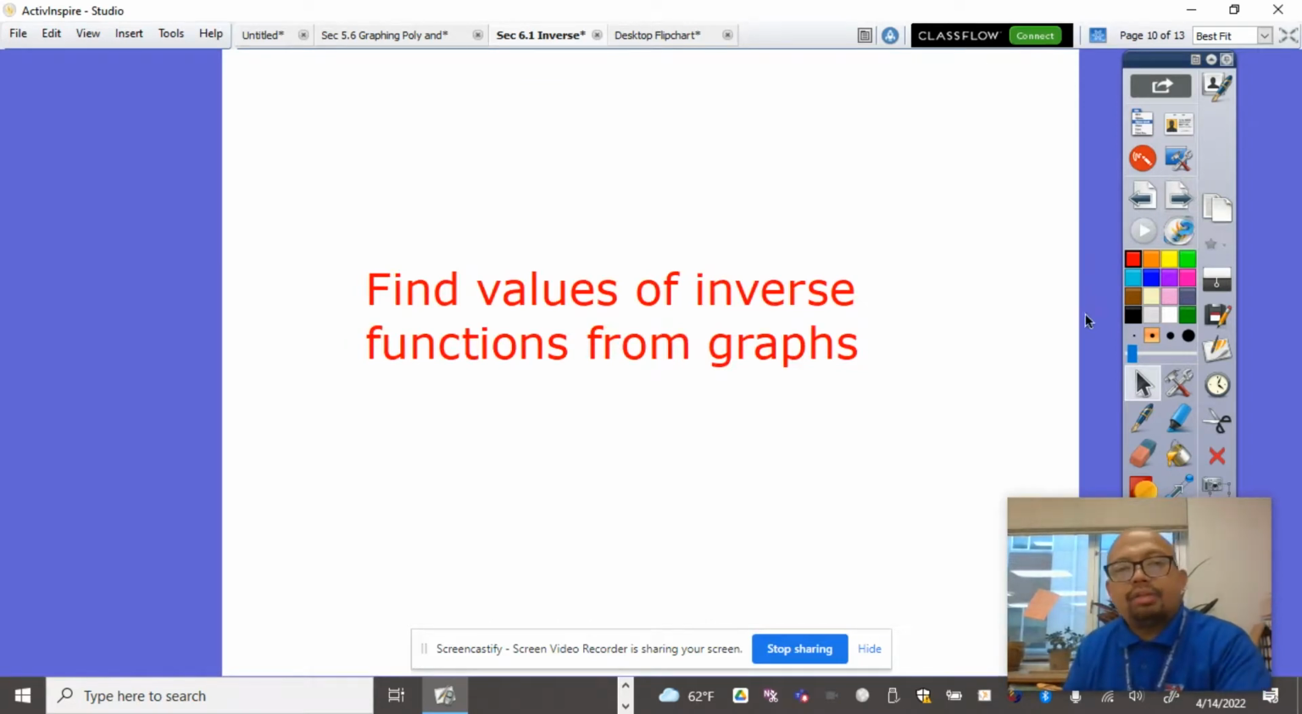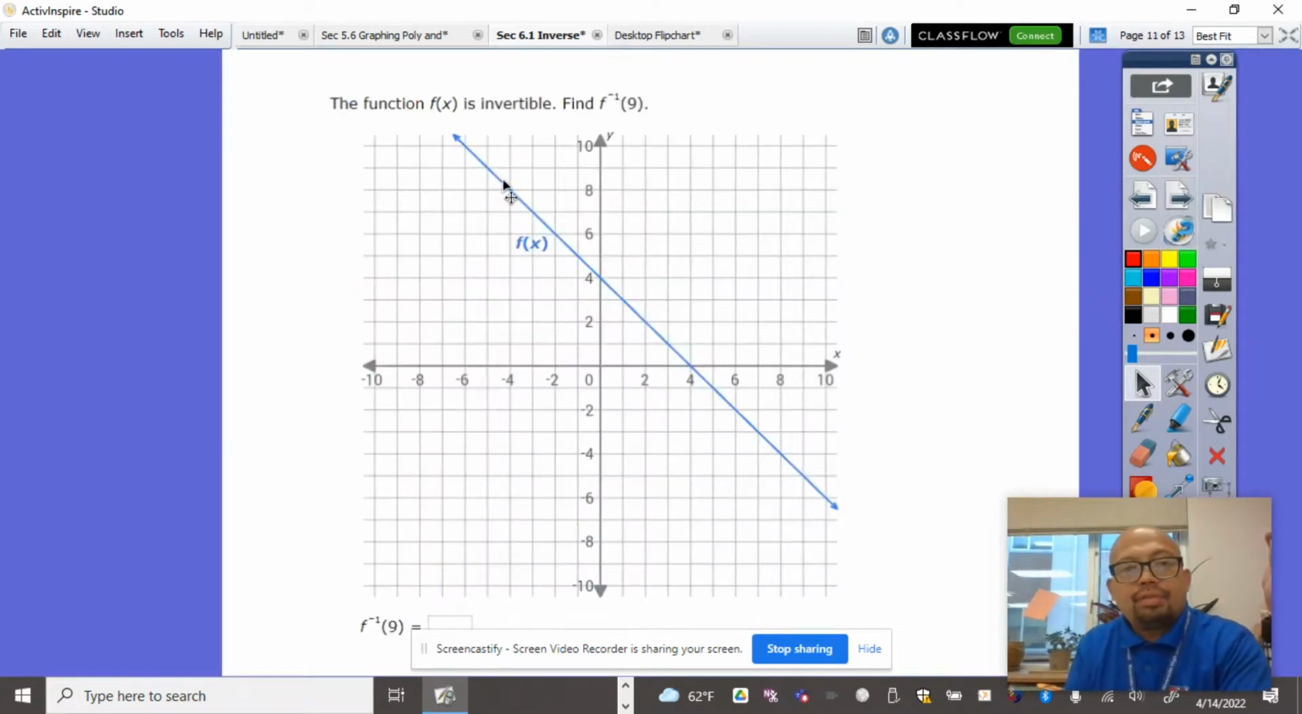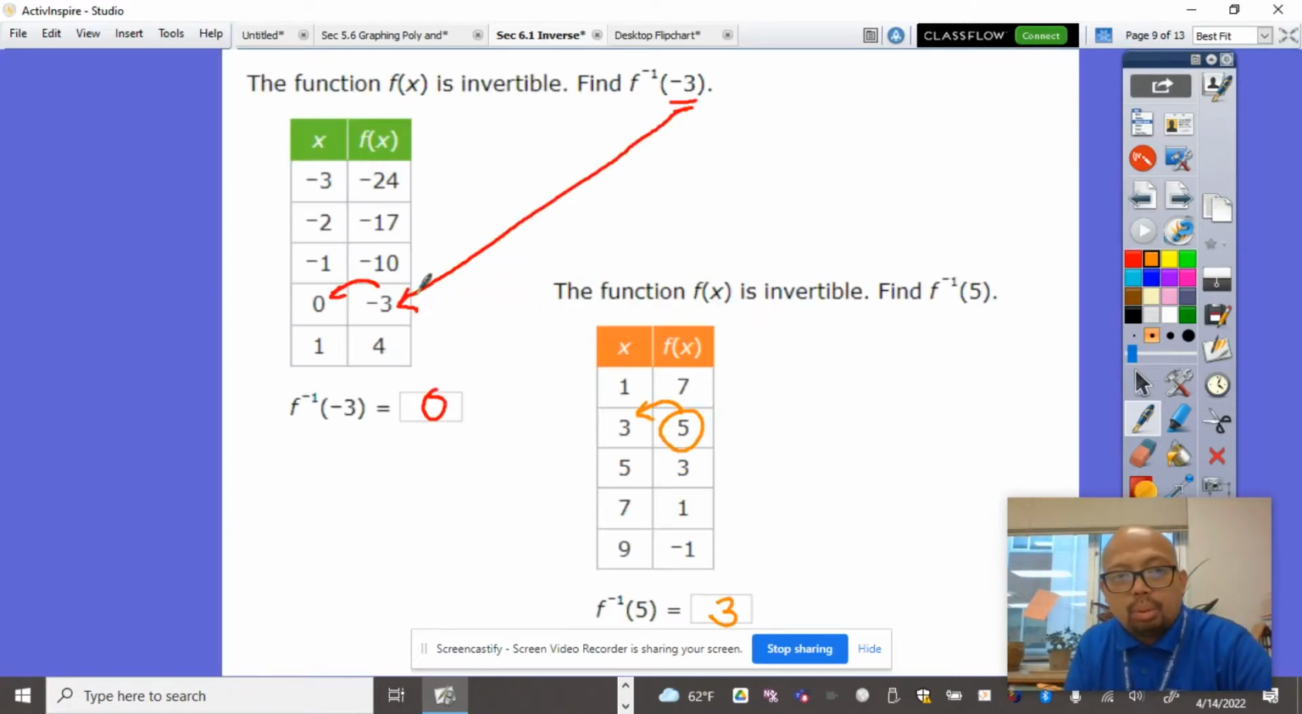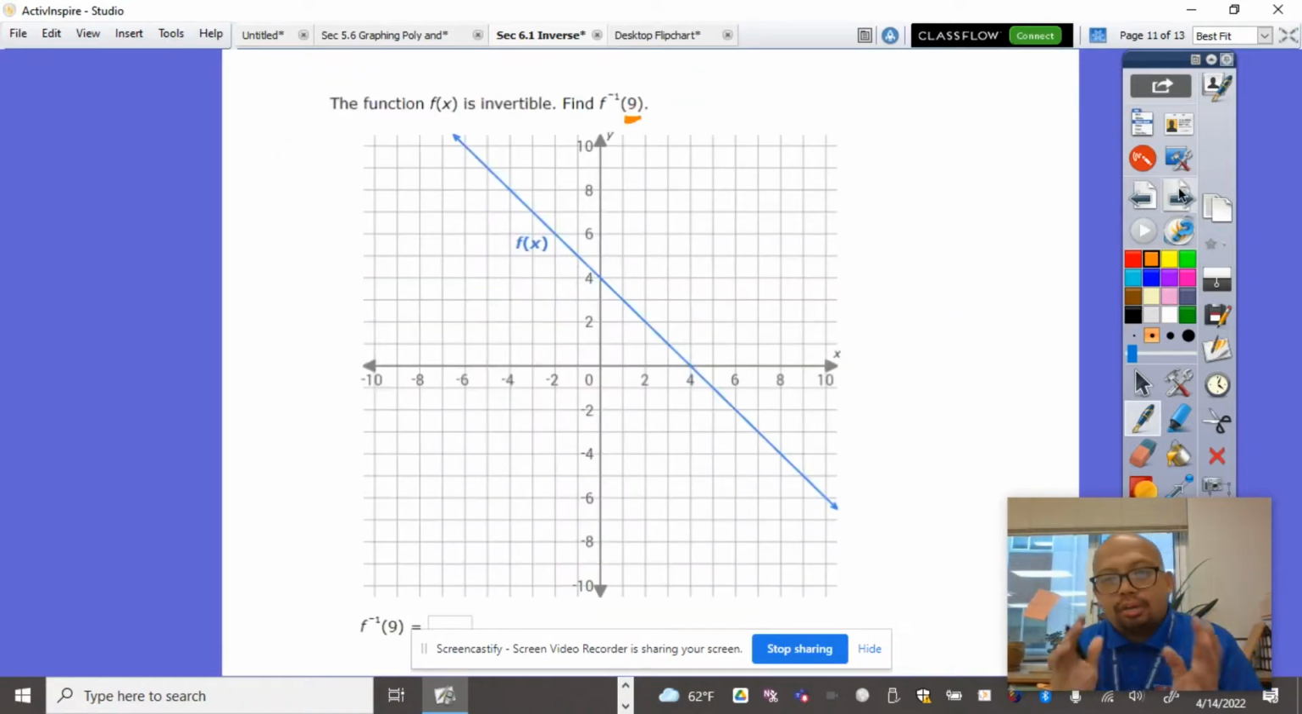Now let's find the value of the inverse of the function from graphs. Okay, the function f of x is invertible. Find the inverse of f of 9. Take note that the 9 that we're looking for here is coming from the y value on our graph. Okay, not on the x. Same thing with the table. We always look at from the y. Why is it so? We normally do it on the x, but because here is inverse, we swap them. Okay, so the x becomes y, the y becomes x.